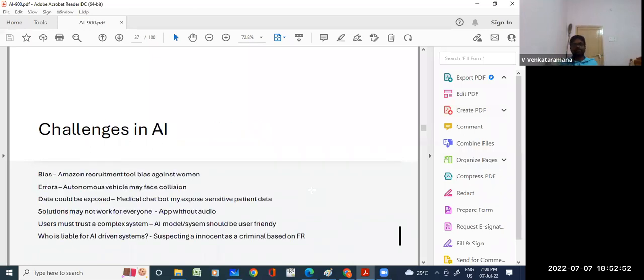So bias means, suppose while correcting your question paper, if I like one person in your class, then maybe I have bias while correcting. I will give good marks to him. That's called bias. I was biased towards him.